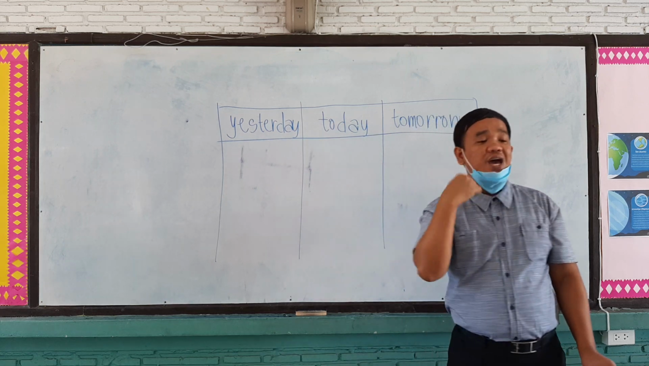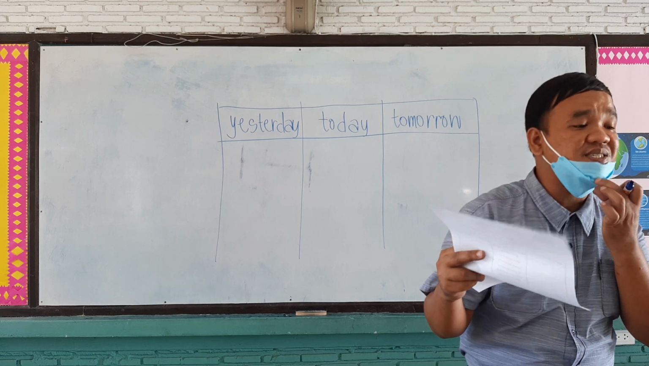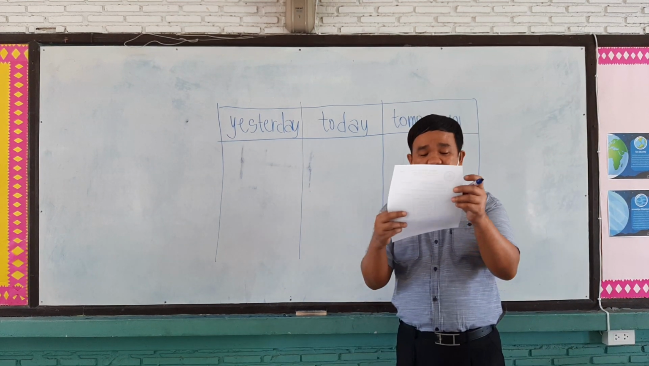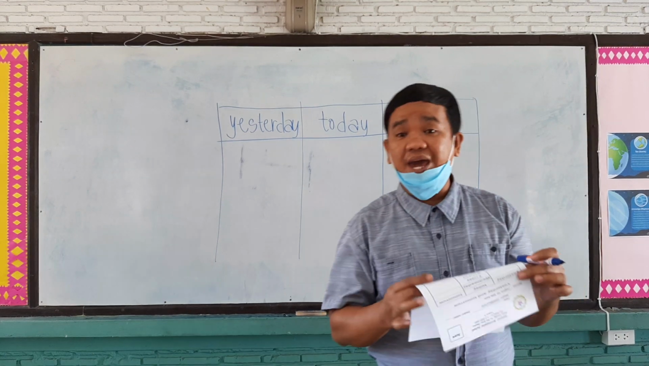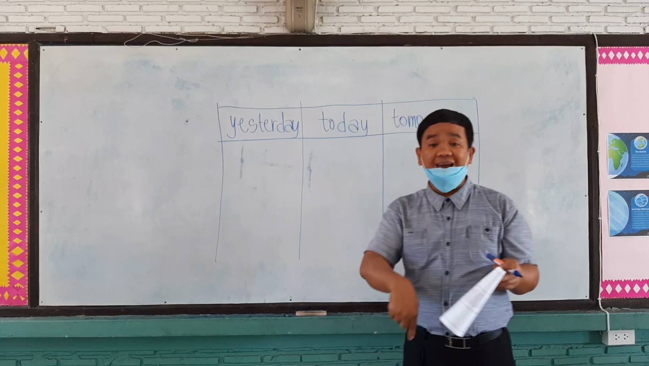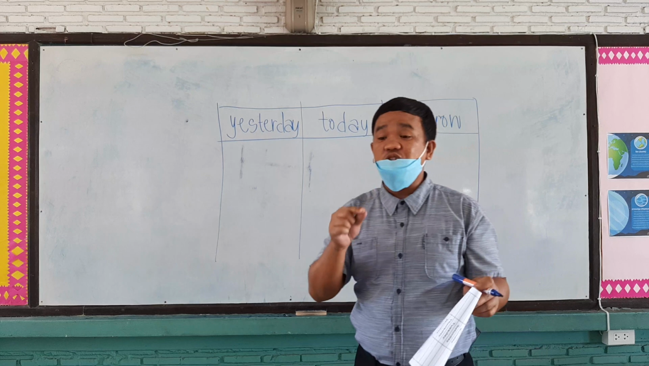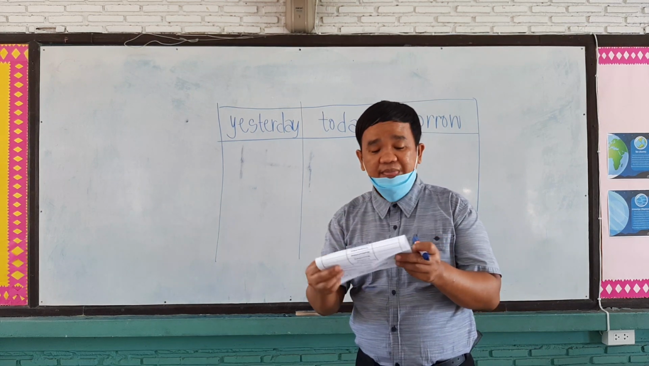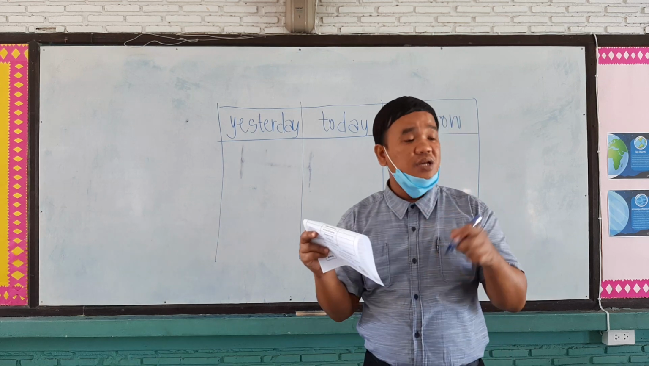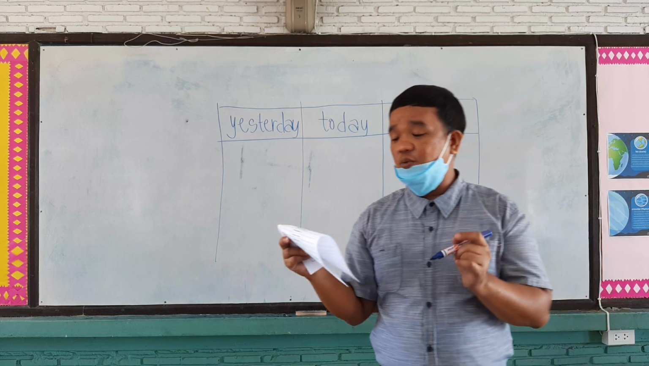So if you have to answer, but before that, let's read the questions first. We have 8 questions there. Okay, number 1. What day is it today? Today is Friday. Number 2. How do you spell the days of the week? You can spell the word or you can spell the days of the week.